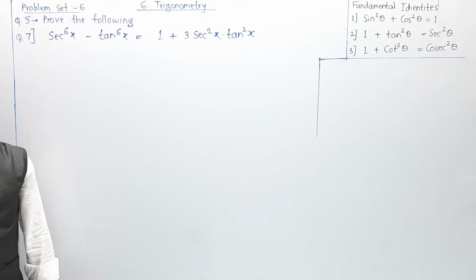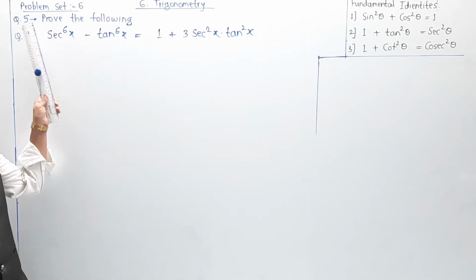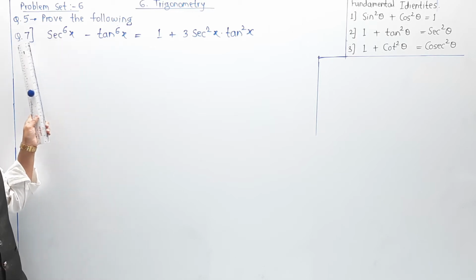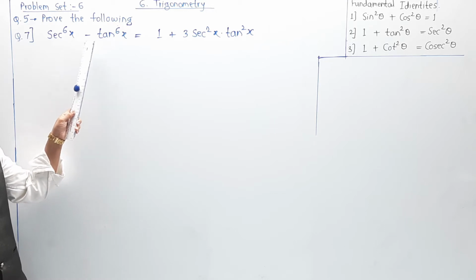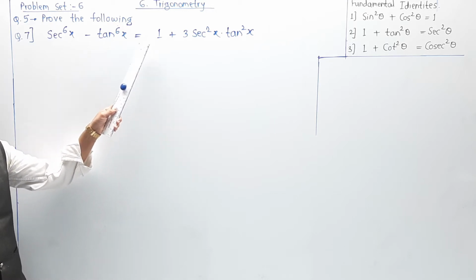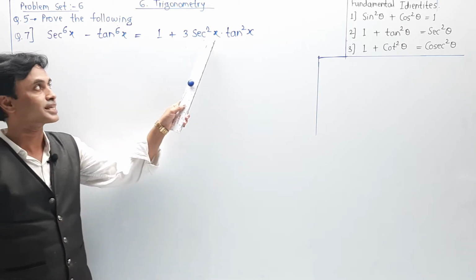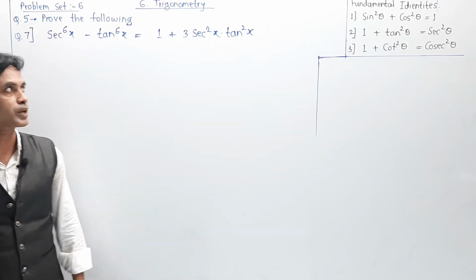Hello friends, continuing with the last part, the numerical is here. We are in question number 5 of the problem set, numerical number 7, and the part is sec raised to 6x minus tan raised to 6x is equal to 1 plus 3 sec square x into tan square x.